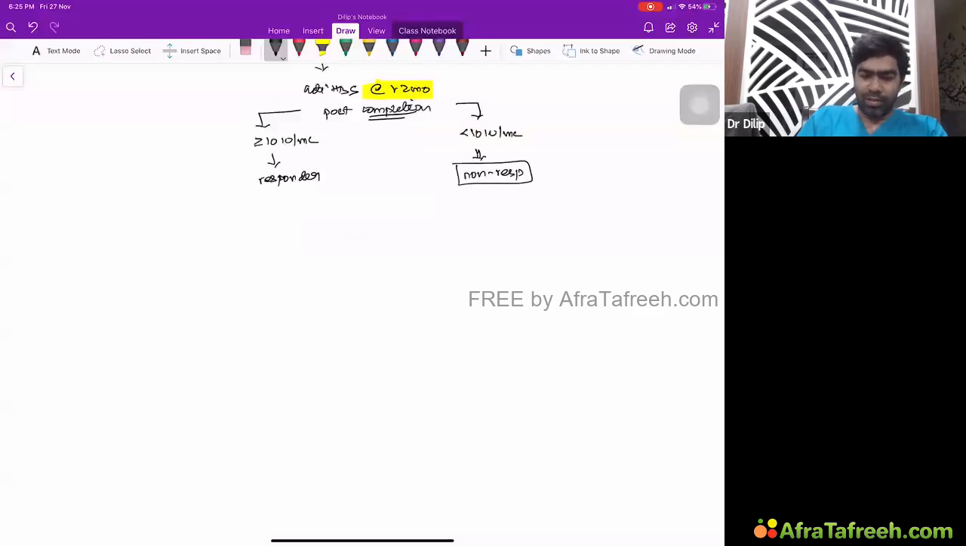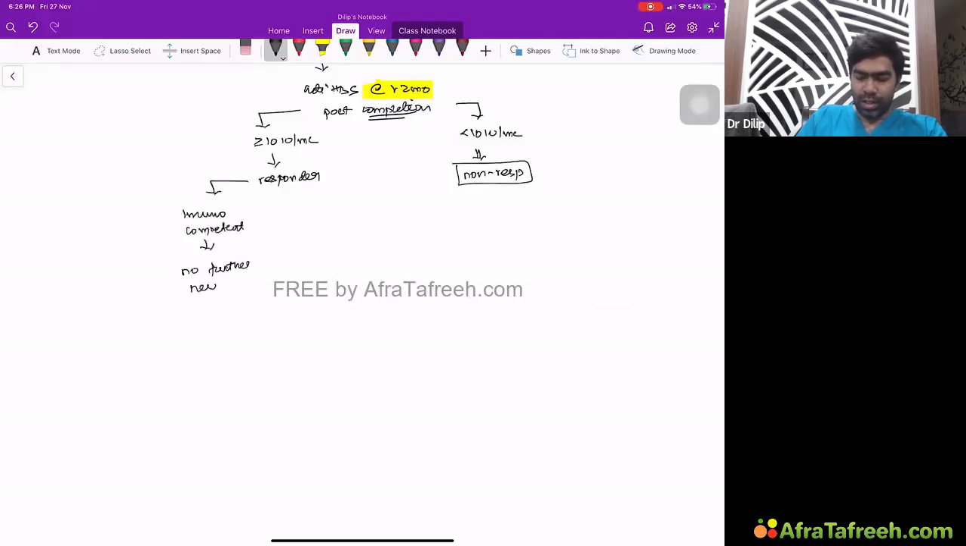If it's a responder, suppose an immunocompetent individual, there is no further need for repeat anti-HBs checking at any point in their life. And second, there is no further need for a booster. There's no need to give a booster. This is very important, and it has come in recent times. So no need for a booster injection, because they will be asking whether you need a booster or not.